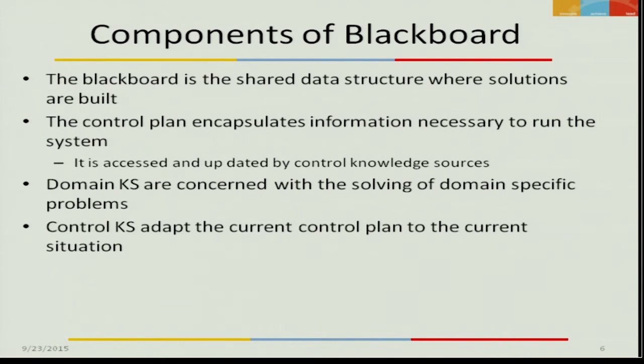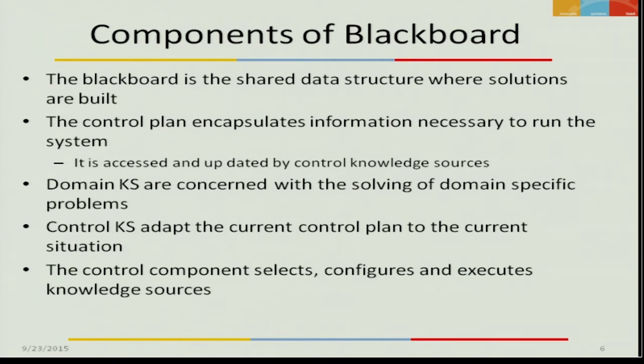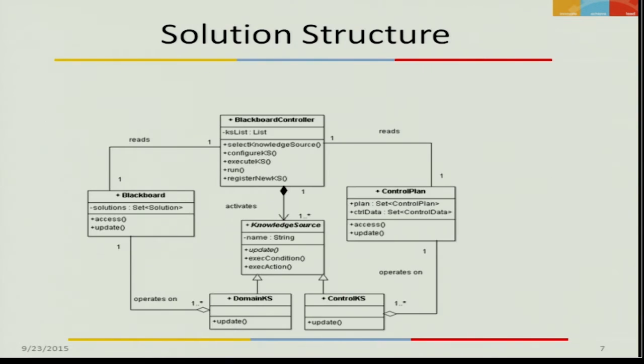The control knowledge source adapts the current control plan. Basically, the control knowledge source is dealing with the control plan. It adapts the current control plan to the current situation. It modifies and moves the whole system accordingly. So the control component essentially selects, configures and executes different knowledge sources. The domain KSs do not get executed by themselves. They are controlled by these control components.